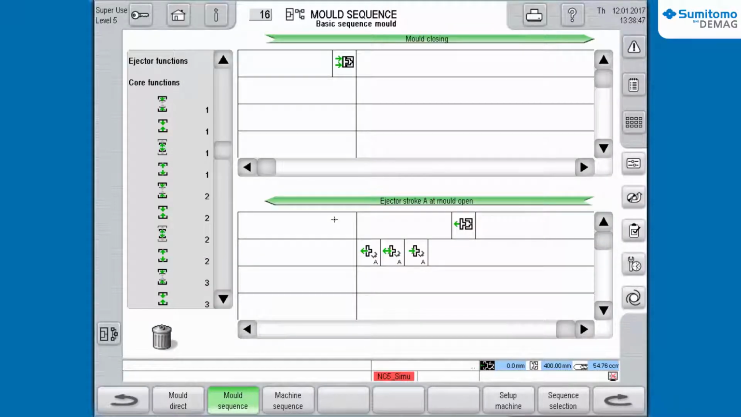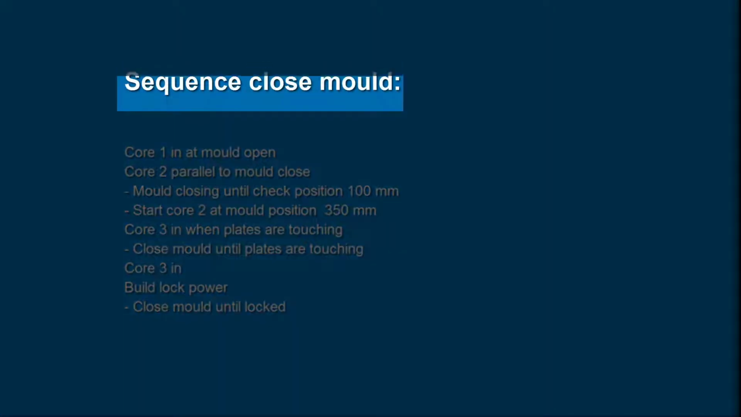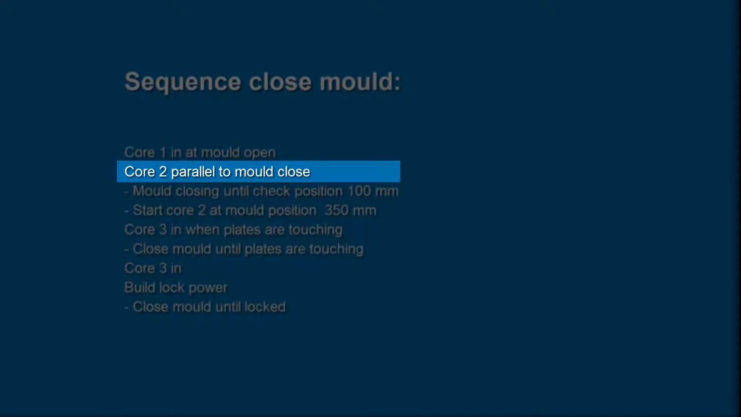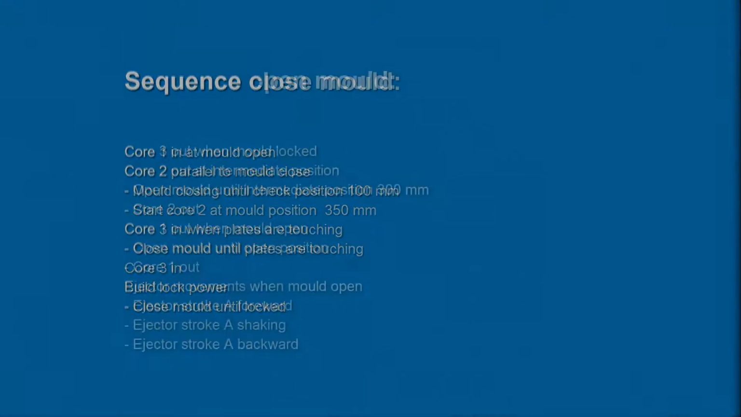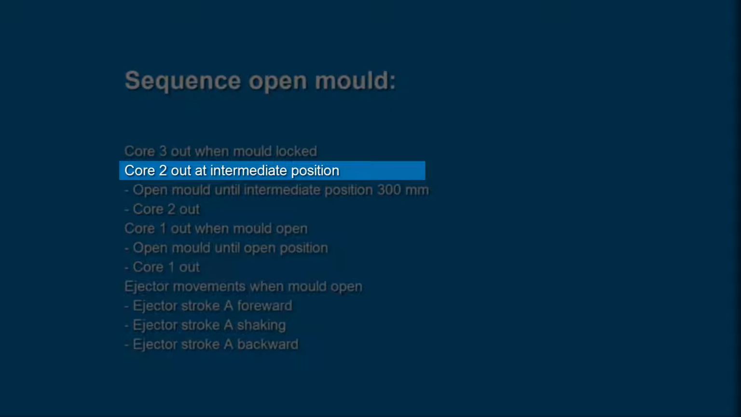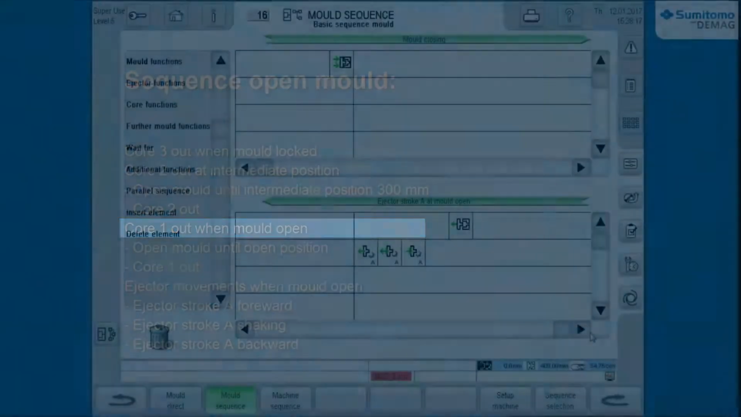A practical example. You get the following functional sequence for a mold. In the sequence Close Mold, Core 1 moves inside when the mold is open. Core 2 moves parallel to mold closing. Core 3 moves when plates are touching. Now to the mold opening. Core 3 moves out when the mold is locked. Core 2 starts at a mold intermediate position, and Core 1 when the mold is open.